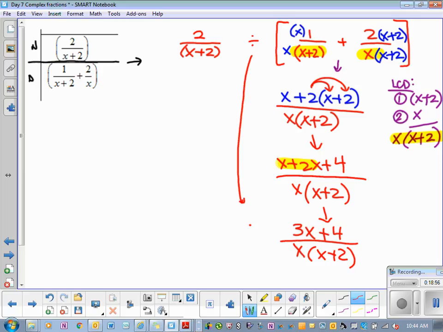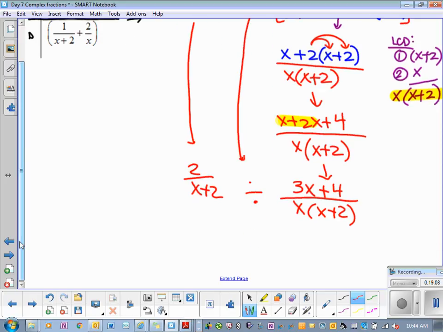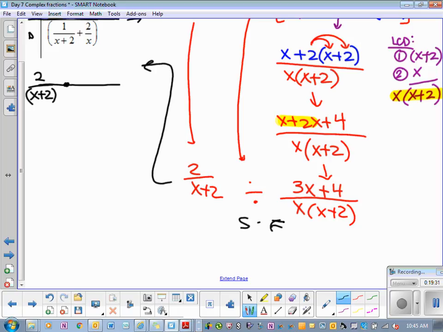Now that we found that, bring all these down. Bring your division sign down, and then bring this fraction down: 2 over x plus 2. You do the same times flip. I'm going to draw an arrow up here and rewrite it up here so I don't run out of room. So 2 over x plus 2. Since it's same times flip, I'm going to change that to times. And then what happens to the second one?